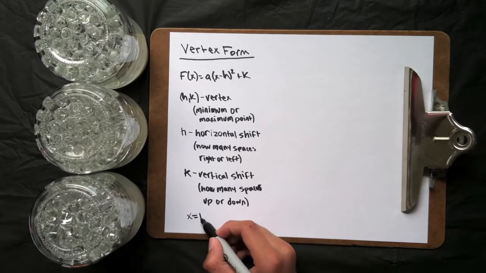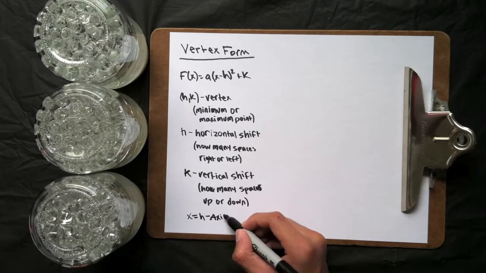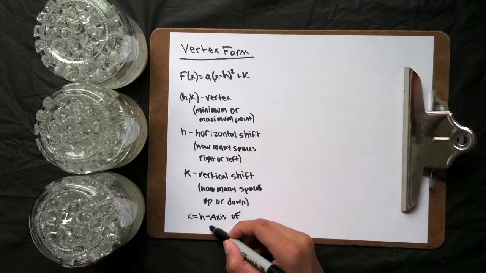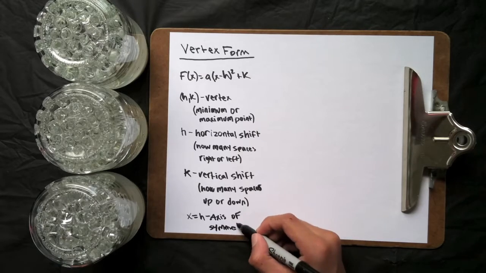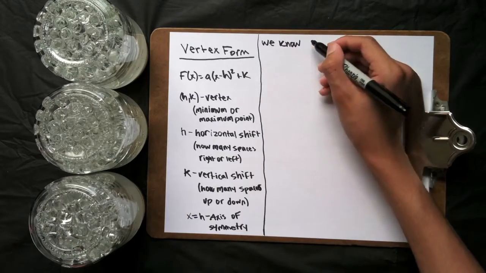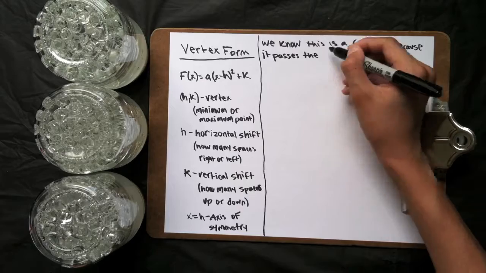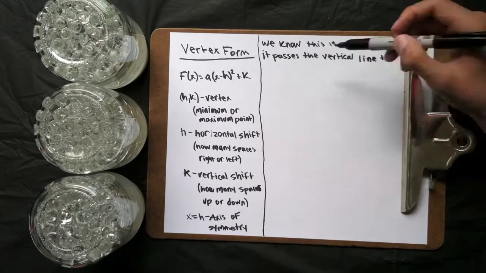X equals h is the axis of symmetry, which is a vertical line that divides the parabola into two congruent halves. It always passes through the vertex of the parabola. So we know this is a function because it passes the vertical line test. We'll go over the vertical line test later in this video.